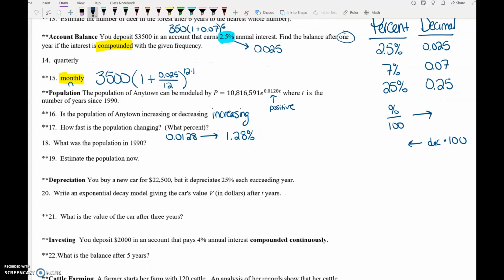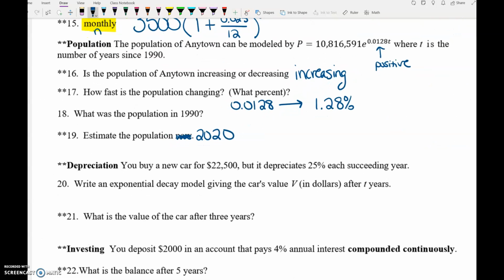Then on the test, it used to say estimate the population now. Now would be 2020. I'm going to change that, or 2022. I'm going to change that to give you a specific date. So let's say 2020. Estimate the population in 2020. This model started in 1990. So you take whatever year they give you minus 1990, and that's going to give you what you want to use for T. So we are using 30 for T. You would just plug that in there.